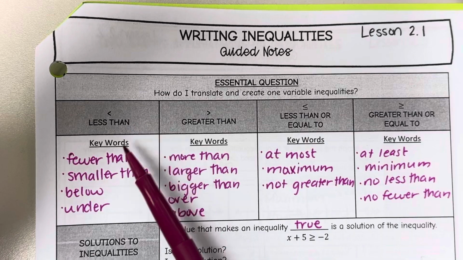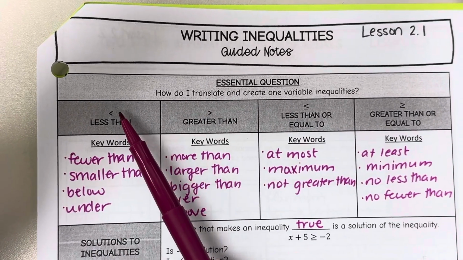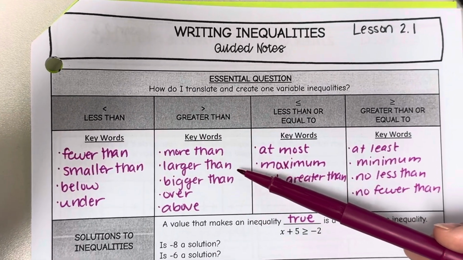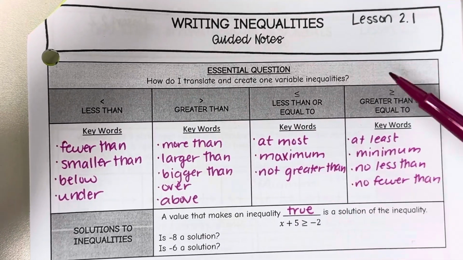This is our less than, fewer than, smaller than, below, under. These are all keywords that can tell you you're using the less than sign. For greater than, we've got more than, larger than, bigger than, over, above. These are all examples of keywords that can tell you to use greater than.